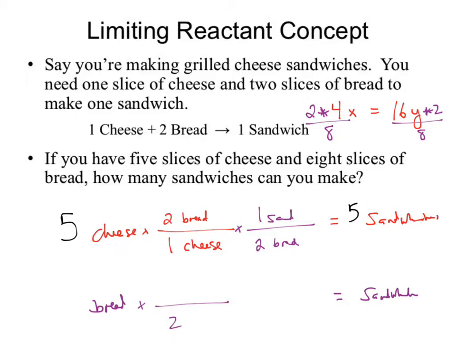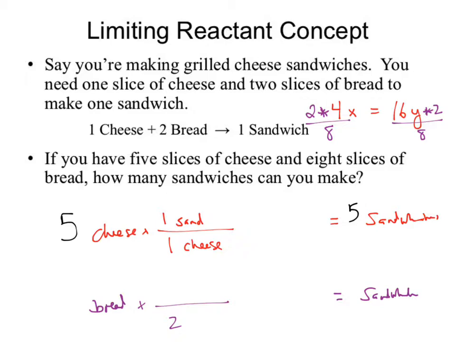Where did you get 1 to 2? Sandwich to bread. From the balanced chemical equation. And that balanced chemical equation says nothing about cheese, right? Oh, it does say cheese. You mean, couldn't I have just said 1 cheese equals 1 sandwich? Subject to the same answer. Cheese cancels, I get sandwiches.